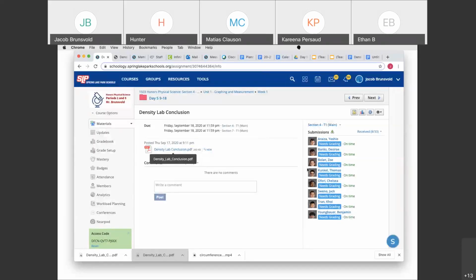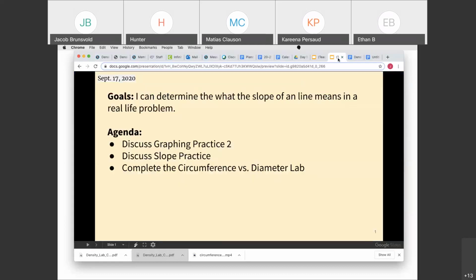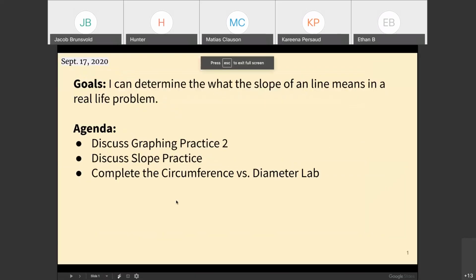Don't or haven't made it here. Okay, so let's go over here. So what are we going to be doing today? Well, our goal is that by the end of the day, you can determine what the slope of a line means in a real life problem.